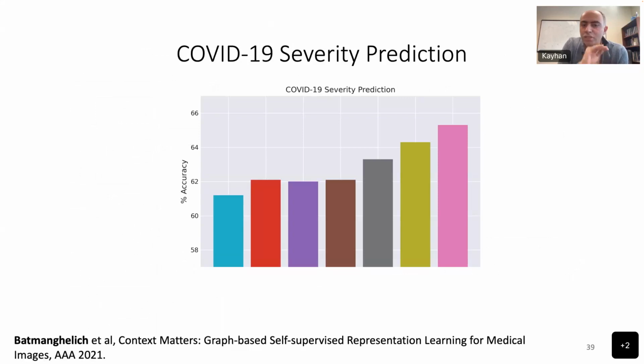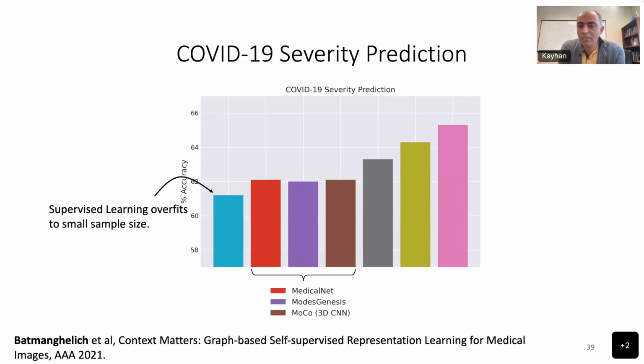And here is the gist of the results. So the take-home message is as follows. Due to small sample size, if you train a supervised method, it's going to overfit and does not perform very well. In fact, the 3 self-supervised methods that are trained on COPDGene, which has a much larger sample size, and adapted to COVID-19, are all going to outperform the supervised task.